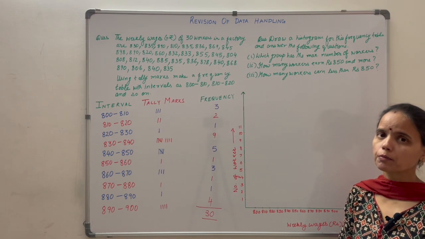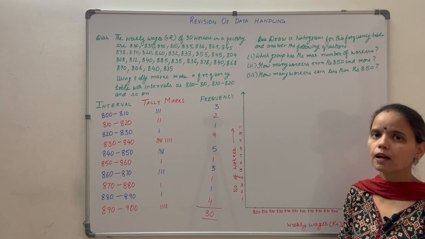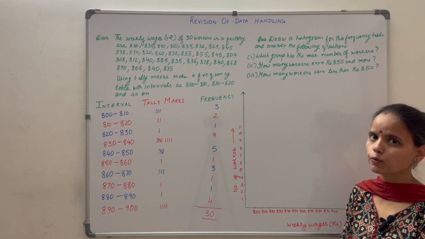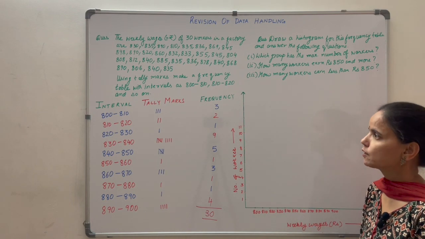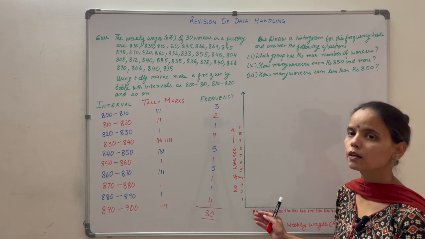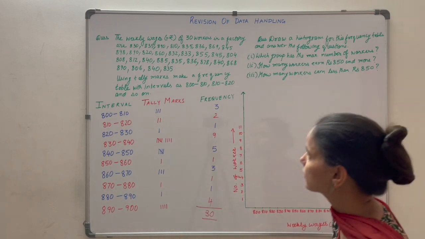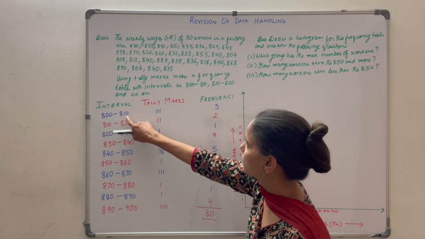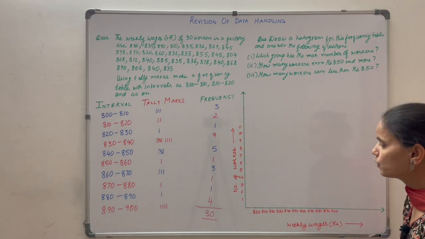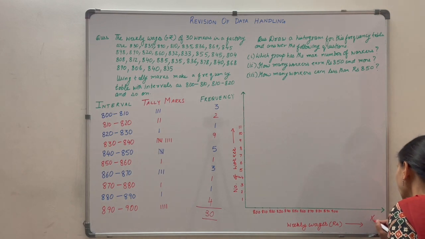Histogram. A histogram is also in the form of bars. There is no gap between the bars, the width of the bars is fixed, and the height of the bar is in proportion to the frequency. So this is the grouped frequency distribution table. We are going to make the histogram from this table. For the class interval 800 to 810, the frequency is 3. But before you do that, you need to draw the horizontal line that is called the x-axis.